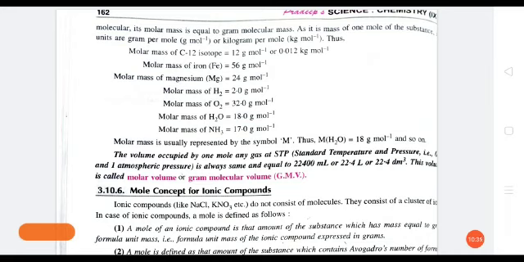The volume occupied by 1 mole of any gas at standard temperature and pressure is always the same and equal to 22,400 ml or 22.4 L. This value is called molar volume or gram molecular volume.